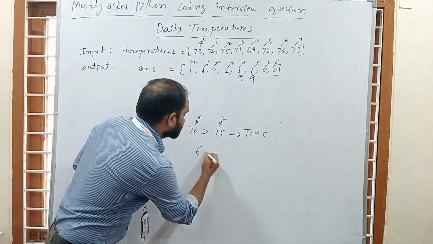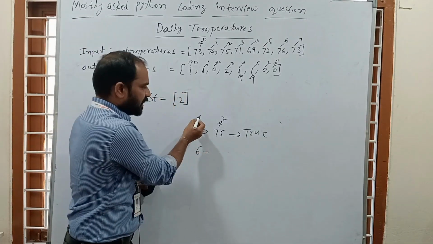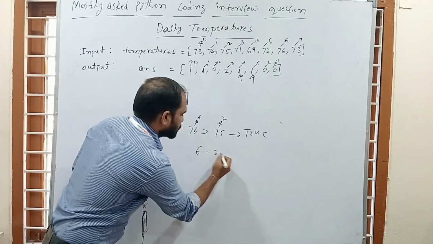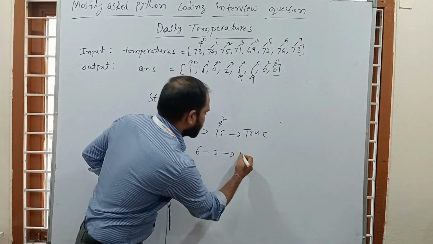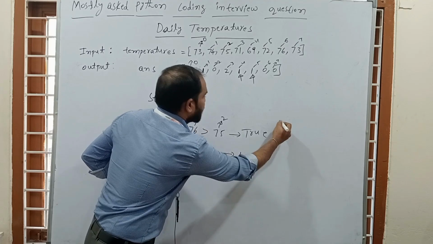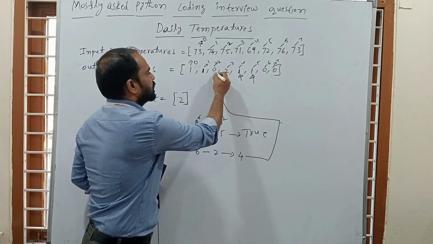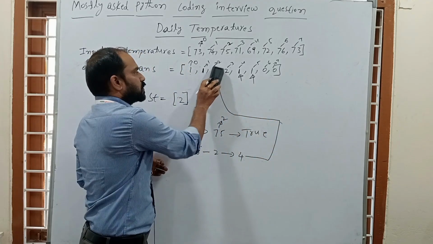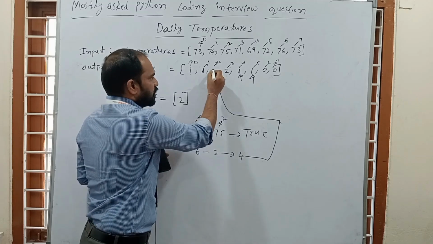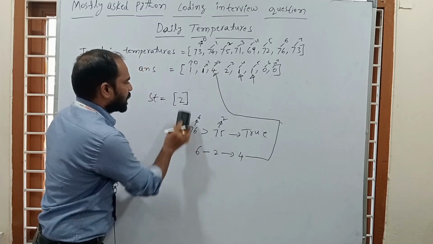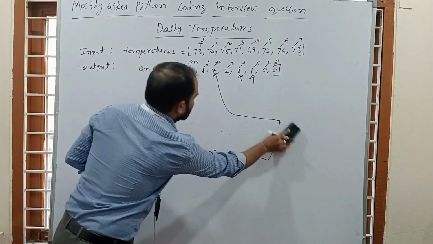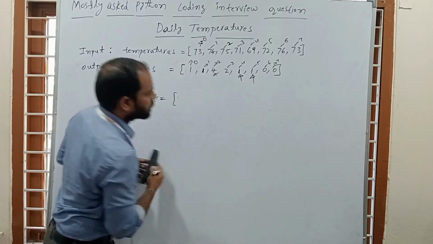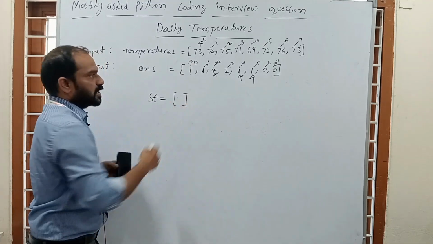But how do we update the result? By subtracting this index from the previous index. 6 minus 2, the result is 4. At which index do you need to update the result? At the second index. So at the second index, update the result, that is 4, and delete that index from the temporary list. Now the list becomes empty.